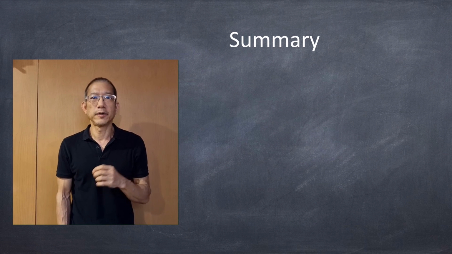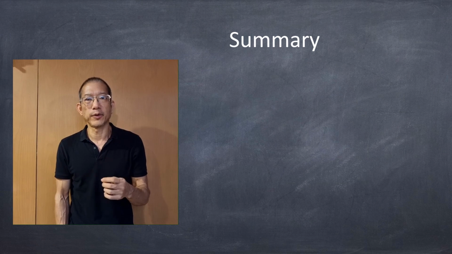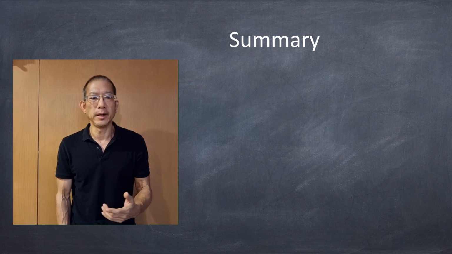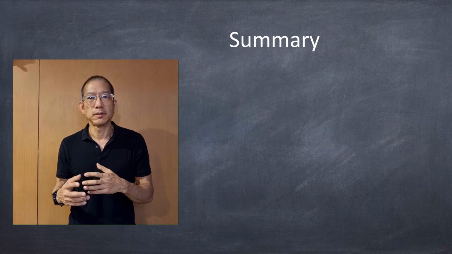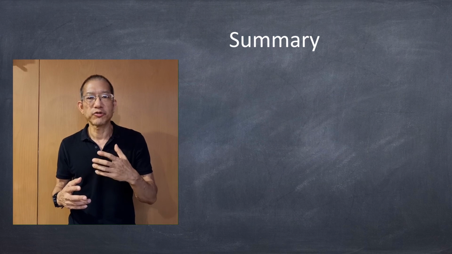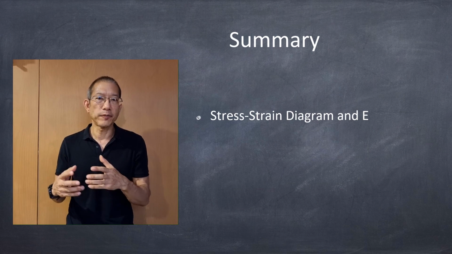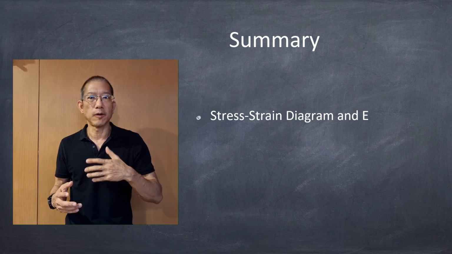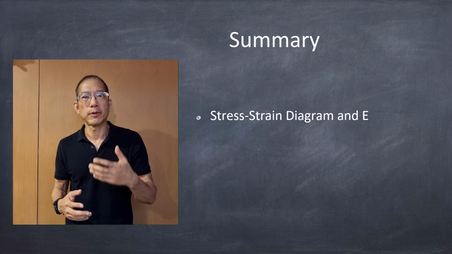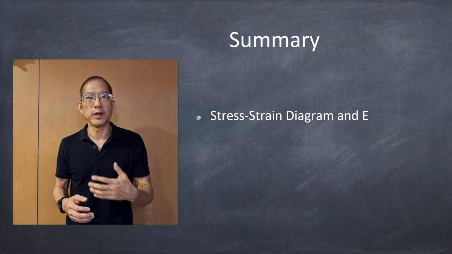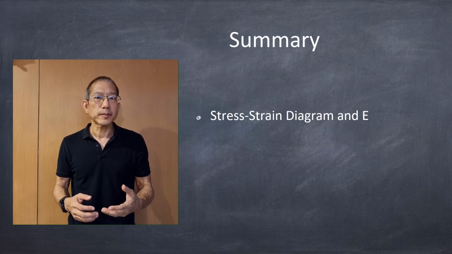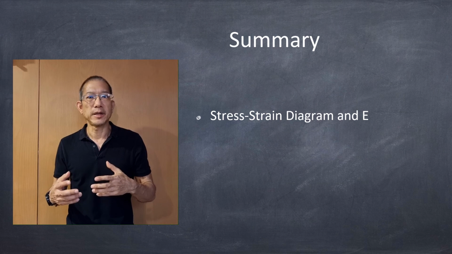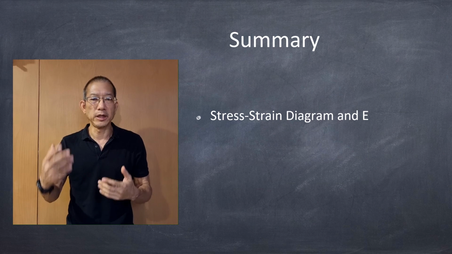To conclude the lesson for today, there are two specific points I want to stress so that we keep in mind what we have learned today. The first thing we learned is about the stress-strain diagram and the importance of the value we symbolize as E, the modulus of elasticity, sometimes called elastic modulus or Young's modulus, which is the ratio between the stress and the strain that is consistent within the elastic region of the stress-strain diagram.